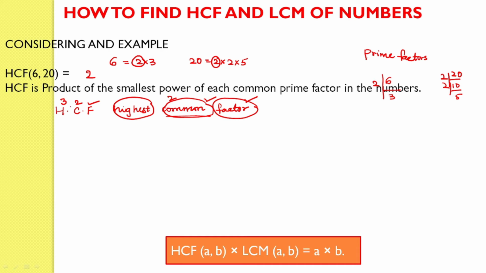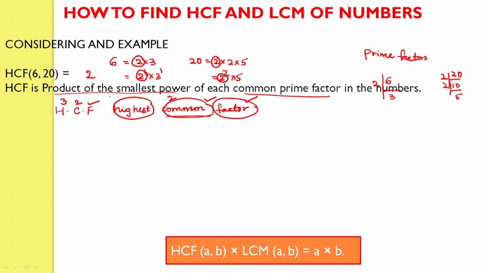It says HCF is the product of the smallest power of each common prime factor. That is what we did. This is 2 power 1 and 3 power 1, and this is 2 squared multiplied by 5. They say the smallest power of the common prime factor. First you have to find the common prime factor, which is 2. And what is the least power? 1. So 2.